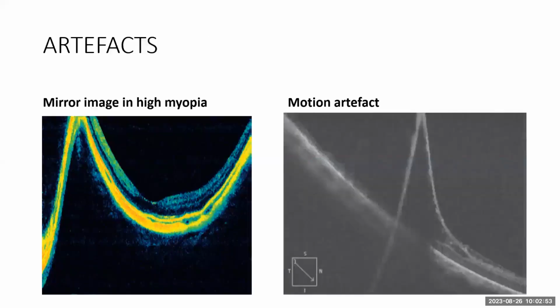This is a patient with myopia. You see the eyeball is long and pouched out, and while trying to scan this eye, you have something like a mirror image here. It's an artifact. The patient moved and the machine was moved closer.